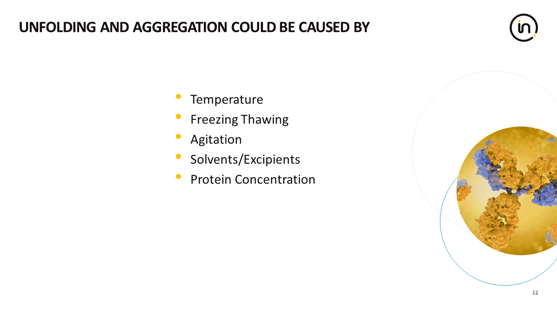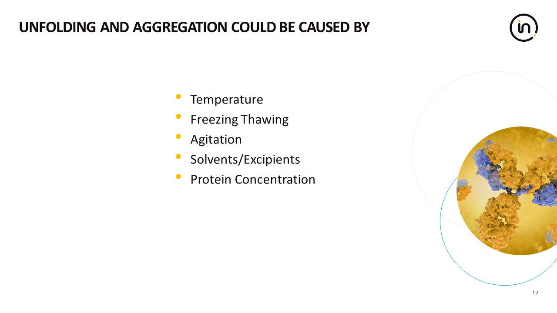Unfolding and aggregation could be caused by stress due to agitation, which could be stirring, shaking, even something as small as just moving it from one location to another, transportation. It could be due to shear forces that it experiences during, say, chromatographic processes. It could be caused by the effect of solvents, the surface and solvent effects.